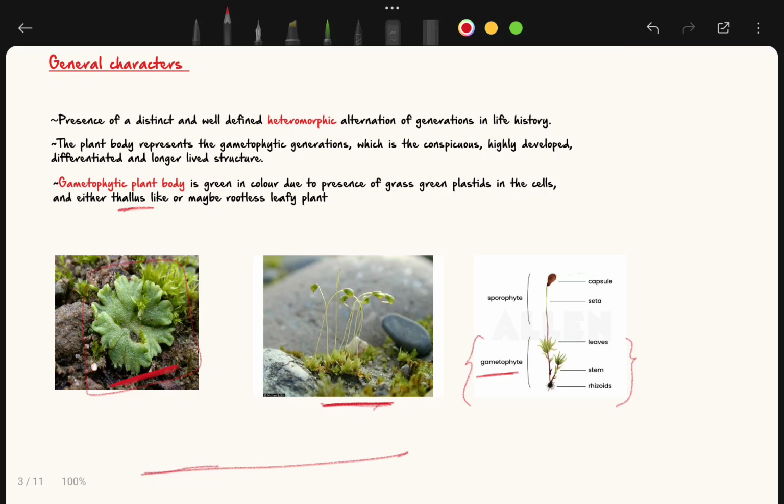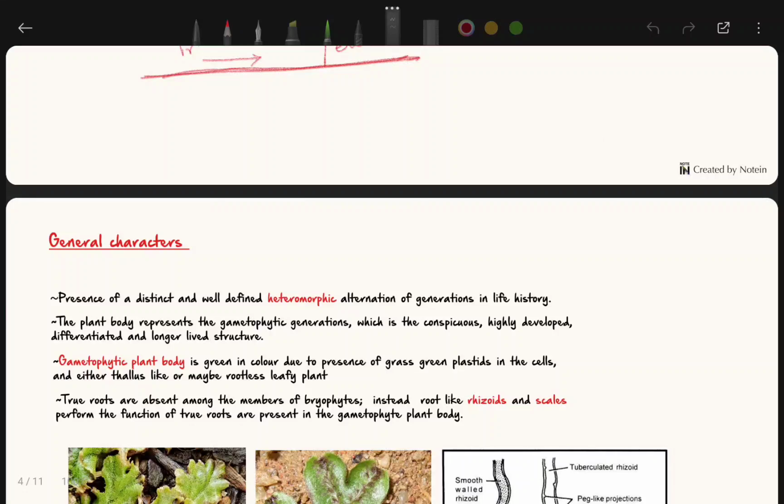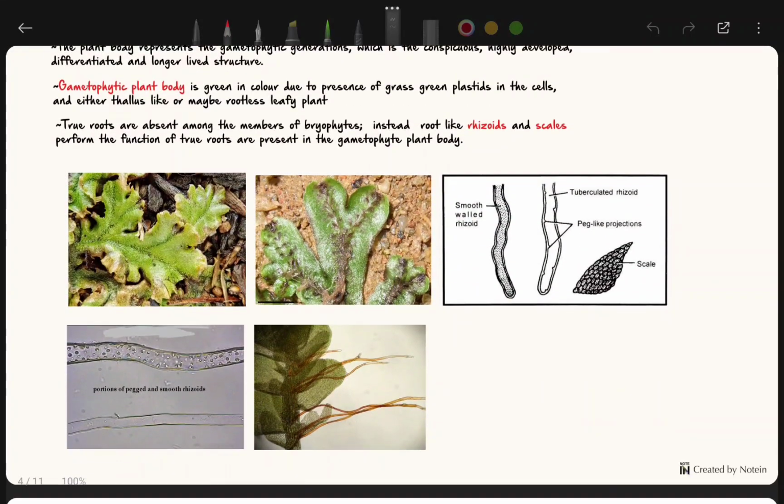Okay, so if this is the soil, the plant body will grow in this direction. This is known as the prostrate direction, so the plant body will be more or less flat in structure. And then if the plant body is a leafy plant, then it will grow in this direction. Okay, the erect form and this prostrate form. Okay, so the next point is roots.